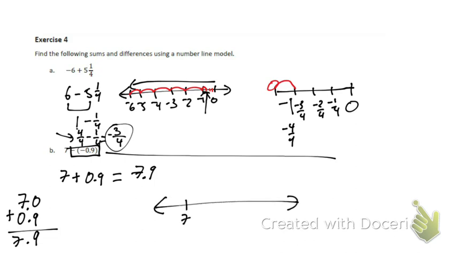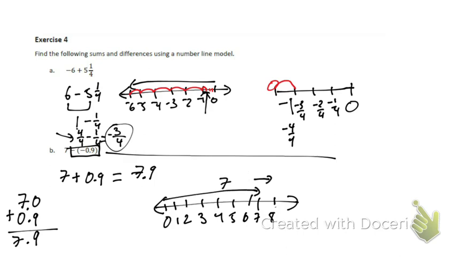Quick number line for this one. We're at 7. Actually, let me fix that. 0, 1, 2, 3, 4, 5, 6, 7, 8. Go forward 7. Go forward another 0.9. So we're at 7.9.